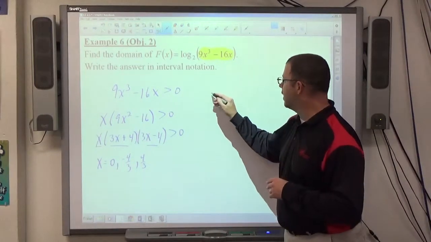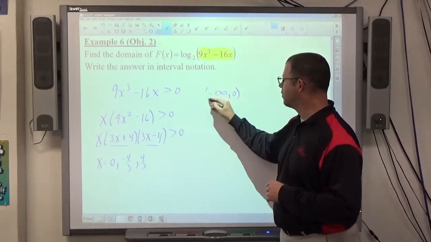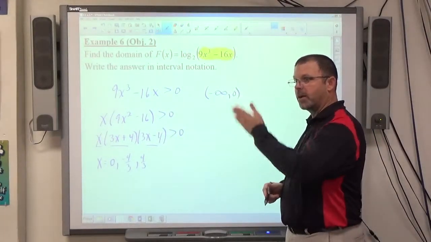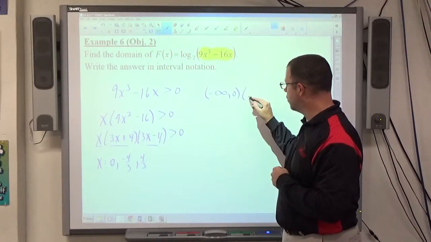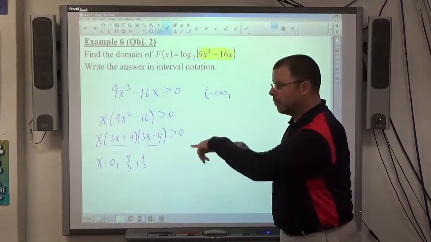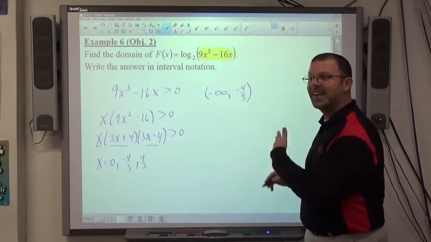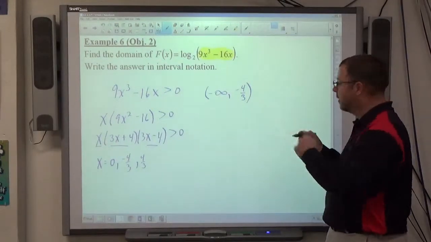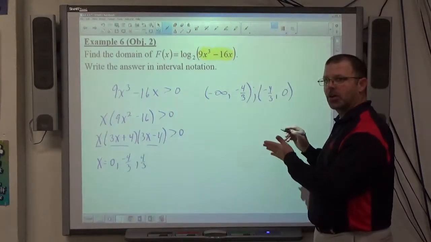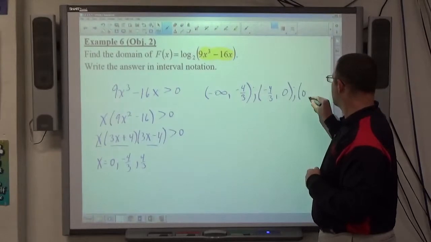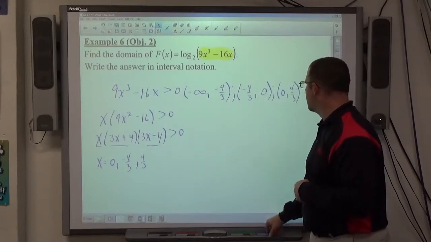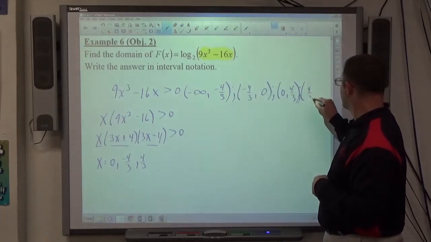So I know that from negative infinity all the way to negative 4/3, there's some sign. Sorry, got to do them in numerical order. First number numerically is negative 4/3. Then it's going to cross the axis at negative 4/3, either up or down, I don't know which. From negative 4/3 to 0, it's going to be another sign until it crosses the x-axis again. From 0 to 4/3, there'll be another sign until it crosses again. And finally, from 4/3 to infinity, it's going to be some sign.